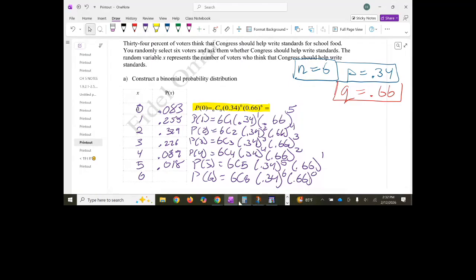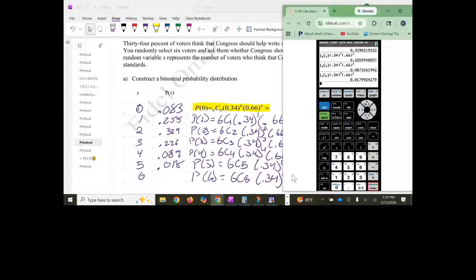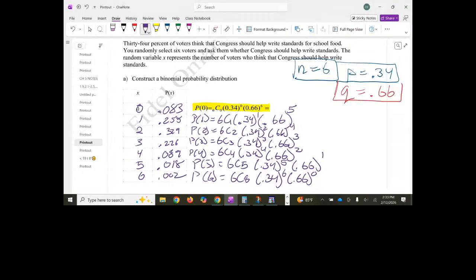Boom, here we go. Okie dokie. Boom. Let's make that a 6. Let's make this dude a 6. Boom. Let's make that guy a 0. Boom. All right, 0.002. And we got our probability distribution.